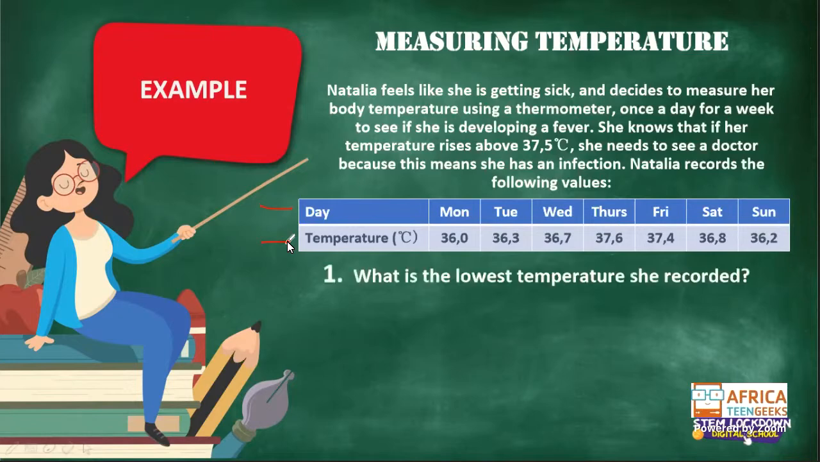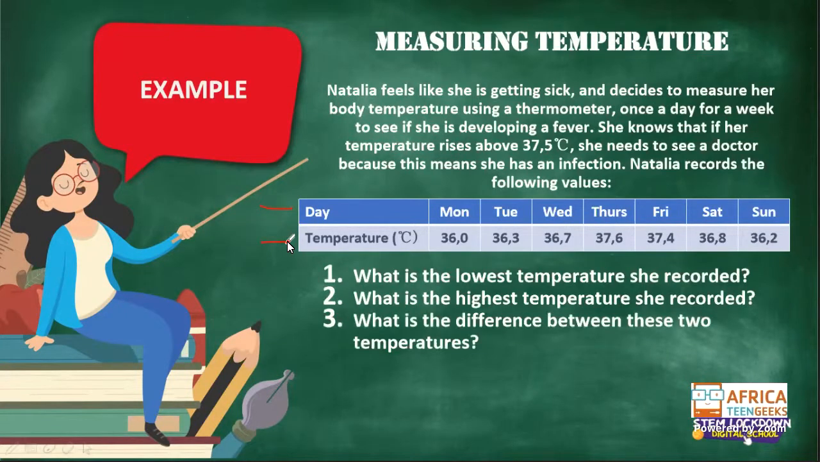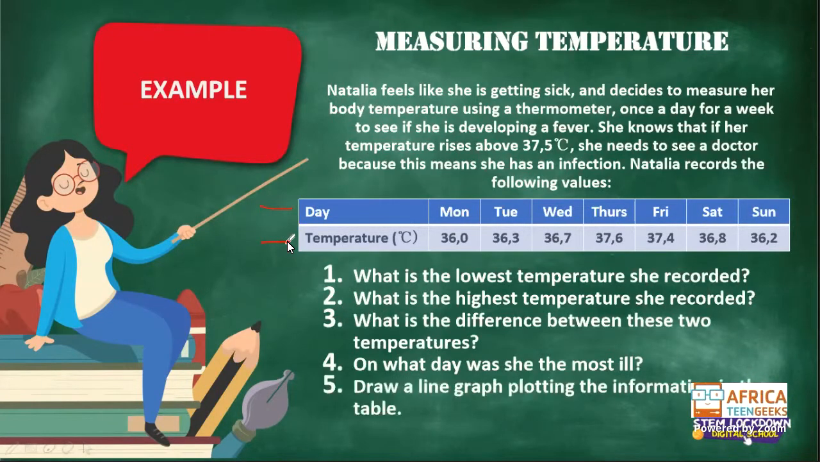Here are our questions relating to this example. What will be our lowest temperature she recorded? The highest temperature she recorded? What is the difference between those temperatures? On what day was she the most ill? And then the last one, draw a line graph plotting the information in the table.